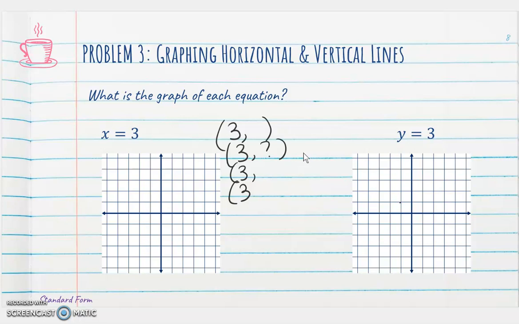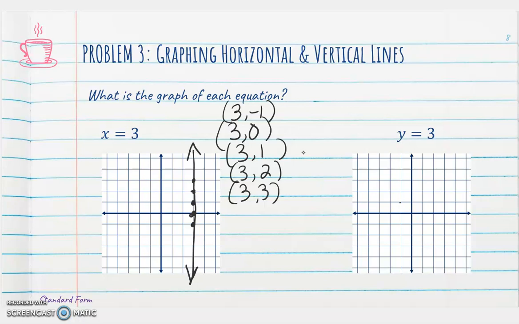We know that the x-intercept will be 3, 0. But could y be anything? y can be anything. We can make it 1, 2, 3. We can even go in the negative direction, 3, -1, as long as x is always 3. So let's graph that. Let's go to 3, 0, then 3, -1, 3, 1, 3, 2, 3, 3, and so on. You can see the pattern. We have a vertical line.